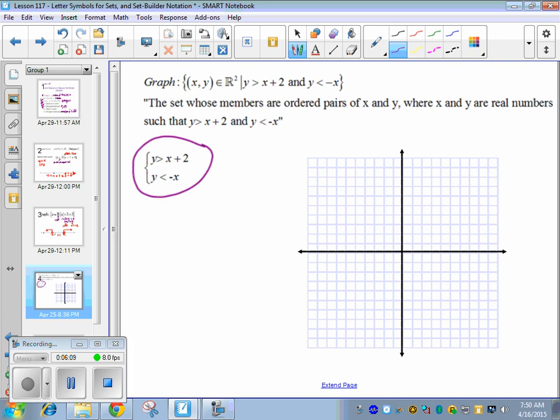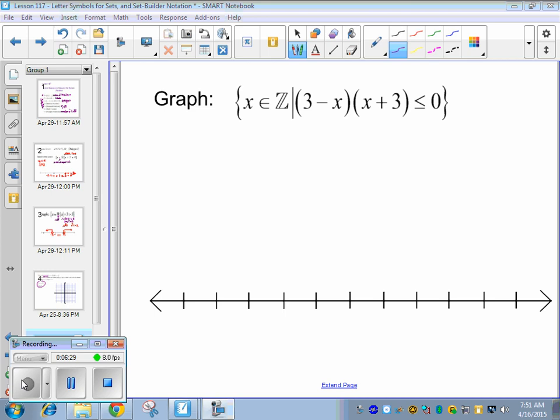Do you guys need to see this example? No. All right, you might want to write down this part here and maybe what this means, how you would read it. But you guys would graph a line with a y-intercept of 2, slope of 1, and both of these would be dashed lines, and we'd figure out where to shade. We'd be good to go. All right, this is a good one to practice.